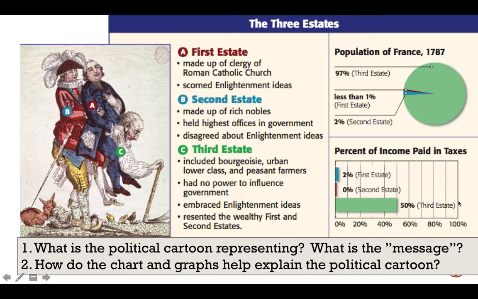Now let's see who's paying taxes. The First Estate pays 2% of the taxes. The Second Estate pays 0%. And then the Third Estate pays 50% of their income in taxes.